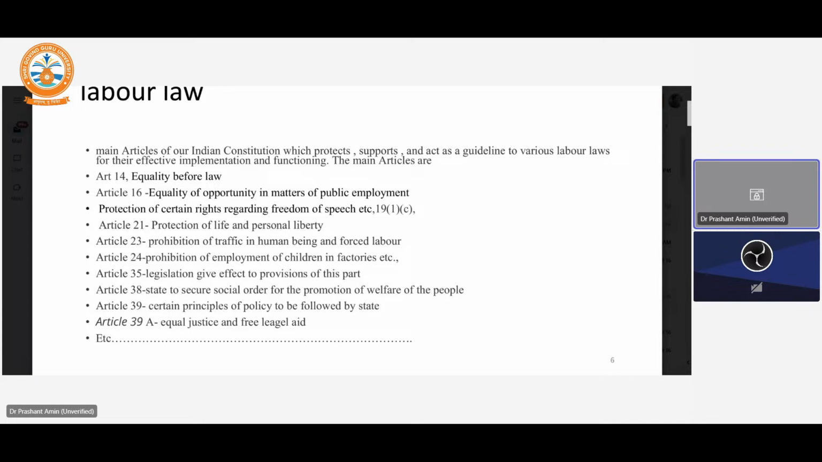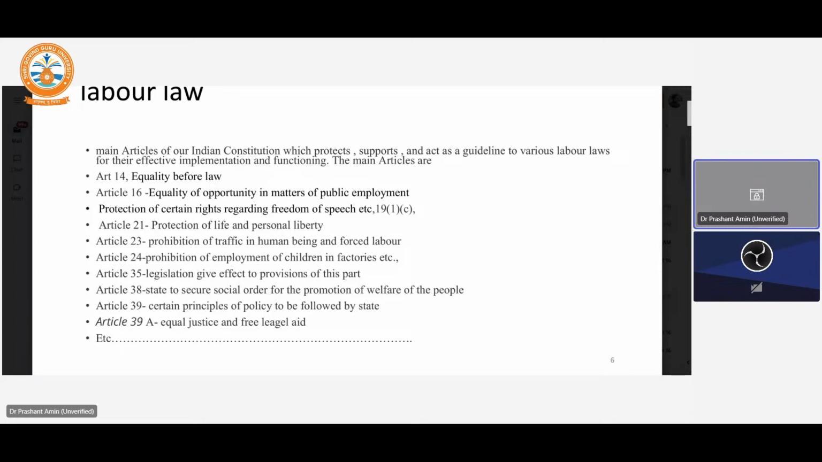Article 24 says that there is a prohibition of the employment of children in the factories, under which the Factory Act 1948, section number 27, says that there is a prohibition of the child and the woman in the factories, cotton opening industries, which also takes care of the health of the woman. So that is under this Article 24.